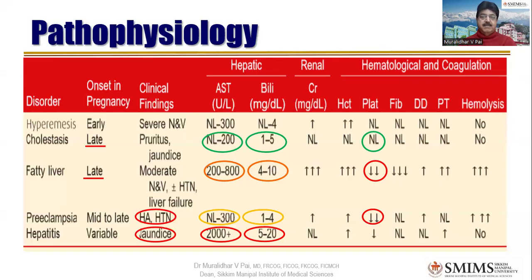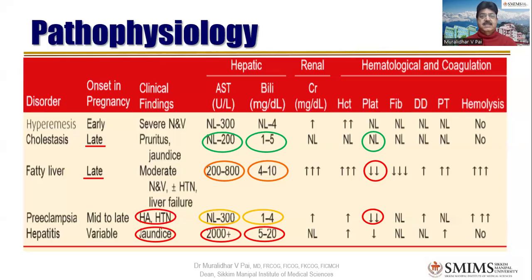That is increased. Platelets, yes, of course, are decreased, but not to that extent. No double arrow there. No, I have not encircled anything. Fibrinogen, degradation products, and D-dimers are all normal. PT is slightly elevated. There is no hemolysis at all.